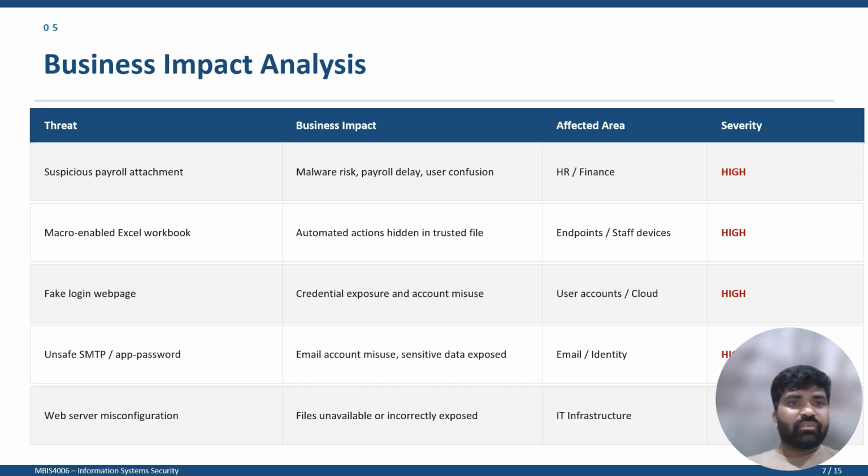So, in business impact analysis, this slide identifies major cybersecurity threats and their impact on business operations. The first risk is suspicious payroll attachment. If an employee opens a malicious payroll email, it can lead to malware infection, payroll delays, and confusion among staff. This mainly affects the HR and finance department and is considered a high severity risk.